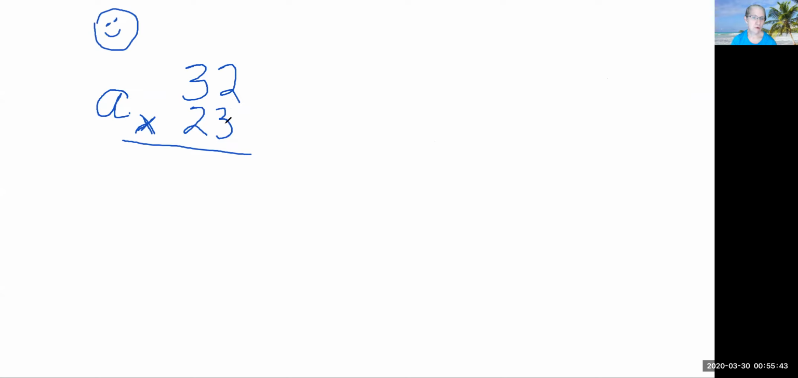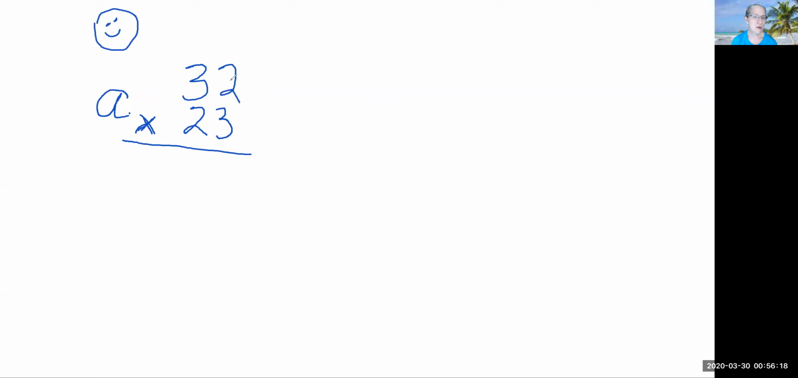Don't forget to start with your ones column on the bottom and multiply your ones column on the top, and then go from your ones column on the bottom to your tens column on the top. Put your placeholder 0 on the column below the answer you got for your ones column, and then you're going to multiply tens column to ones column on the top, and then tens column to tens column. Okay, is everybody ready? Let's do this thing.